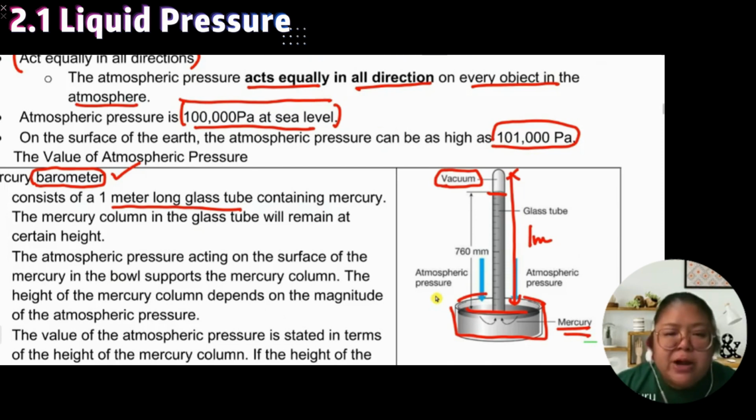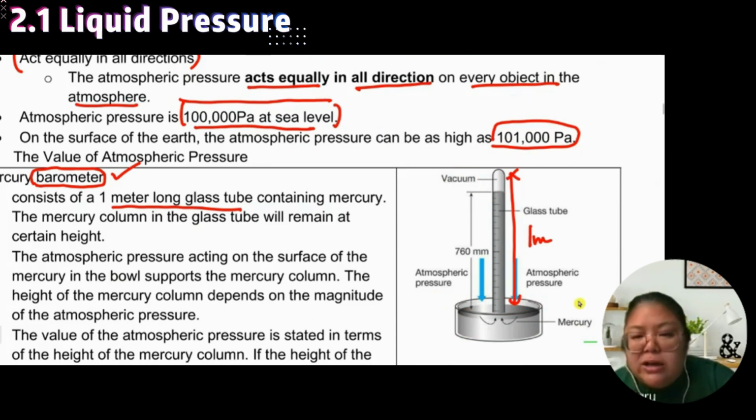So atmospheric pressure acting on the surface of the mercury in the bowl supports the mercury column. The mercury inside the dish supports the mercury that dropped inside the tube until a certain level, then it stops, no more dropping. So from here, the height of the mercury column depends on the magnitude of the atmospheric pressure.